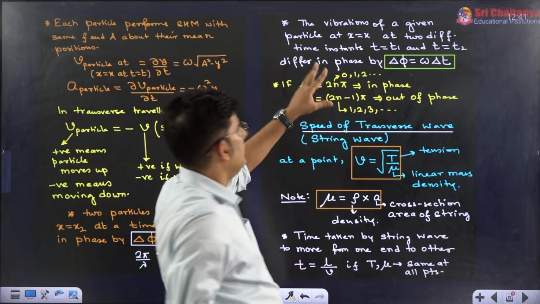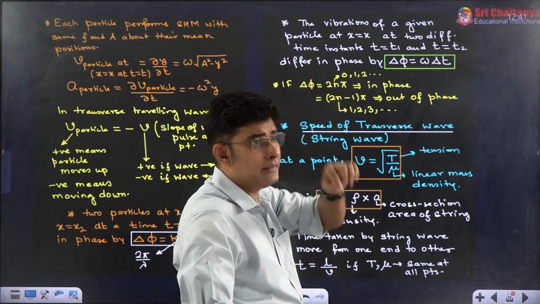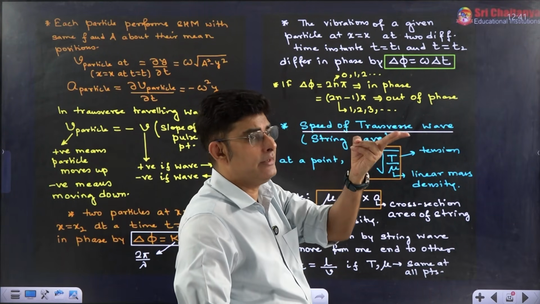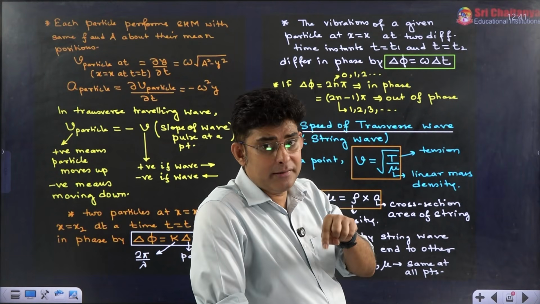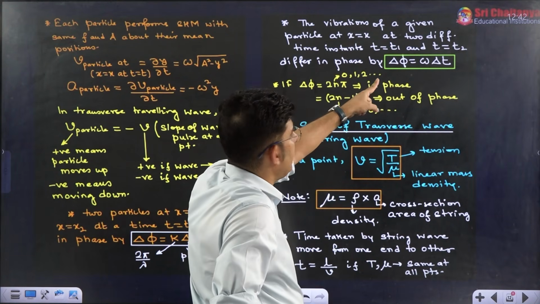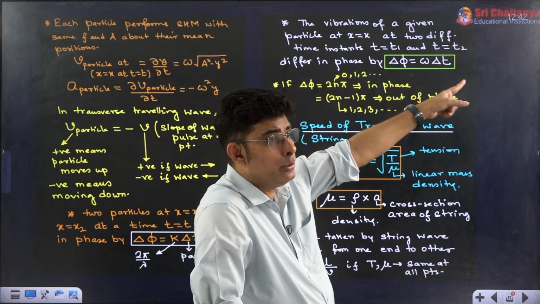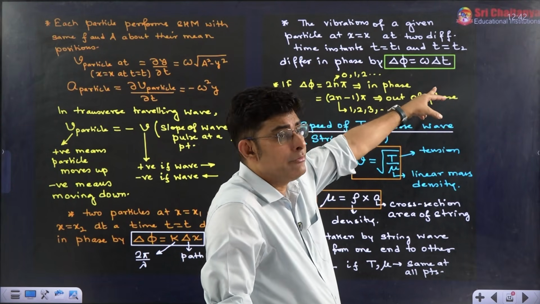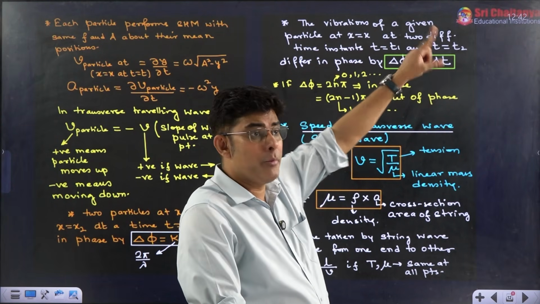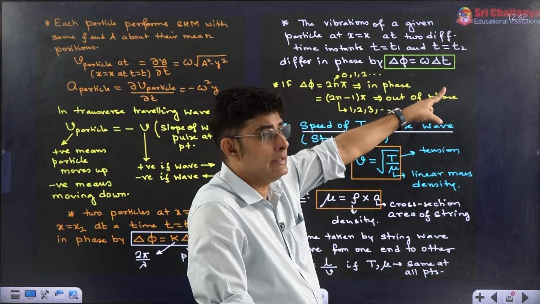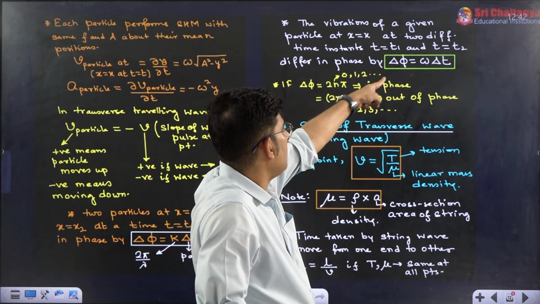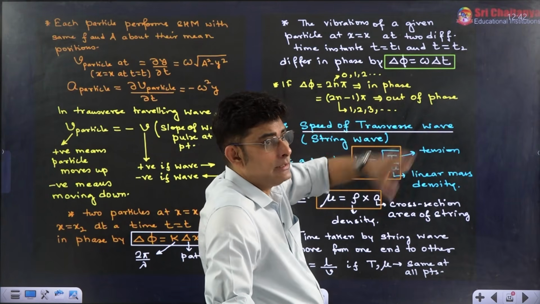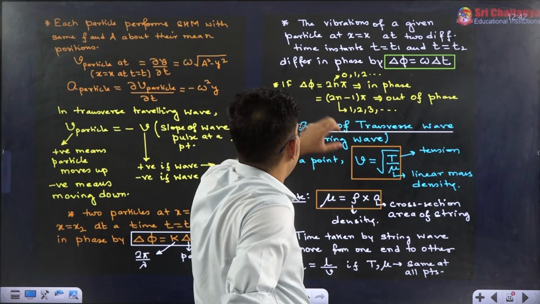If I see the vibration of a given particle, say at x equals to x at two different time instants, here I were observing two different particles at same instant, now I am observing one particle at two different instants t1 and t2, then we have phase difference and time difference. So phi was omega t, so delta phi will be omega delta t. There phi was kx, so k delta x. So delta phi phase difference will be omega times delta t. Omega is 2 pi into f.